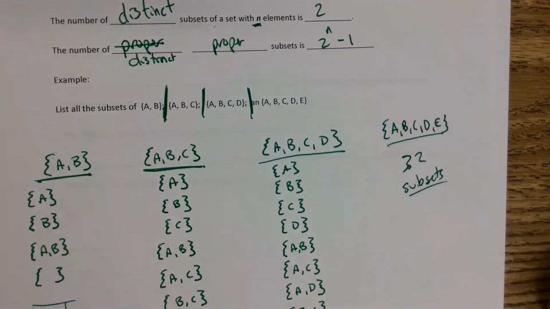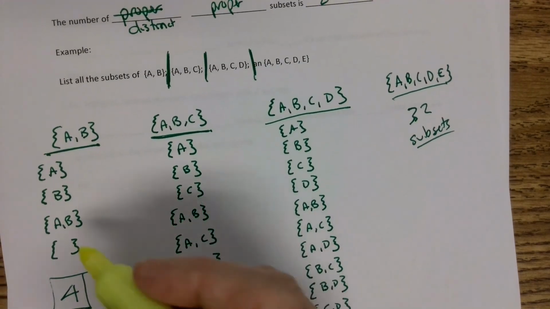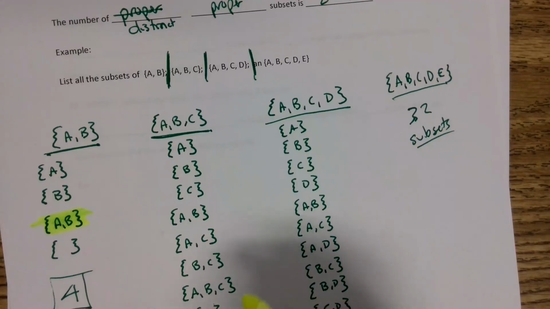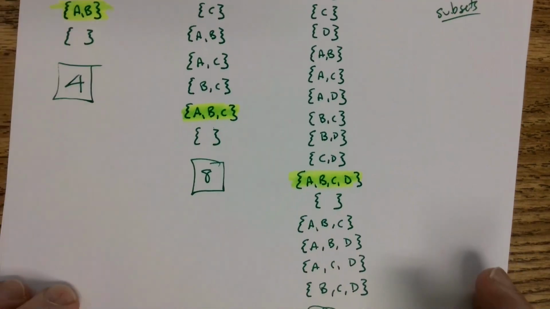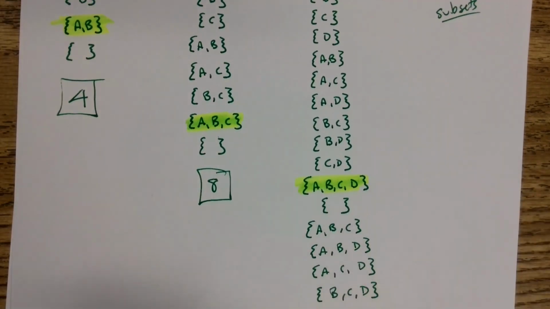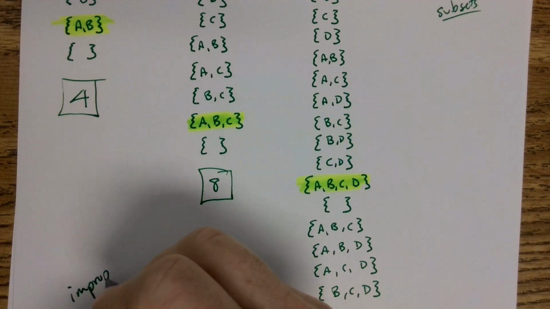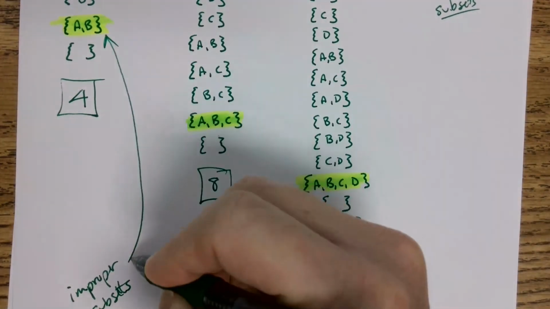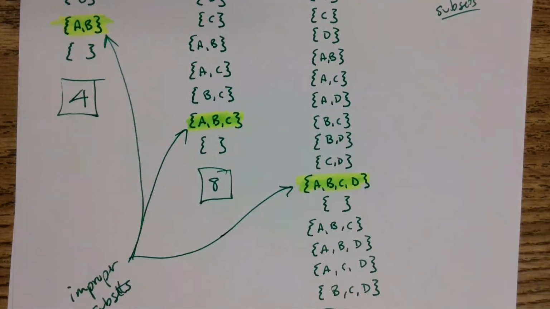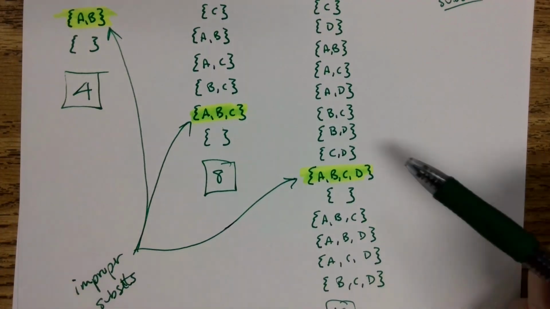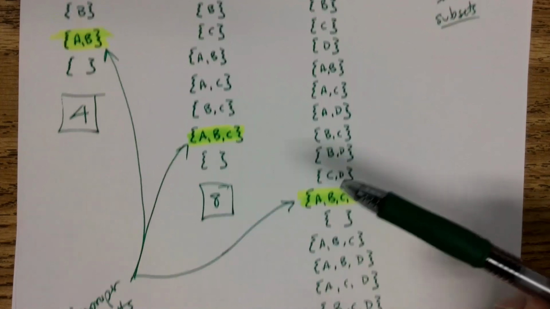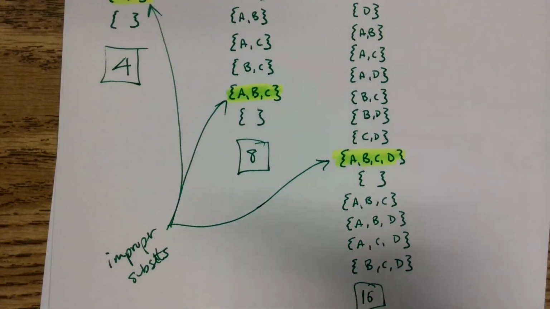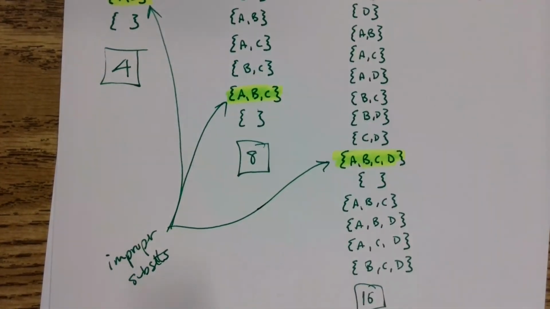So I'm going to do one more thing and we'll be done for today. All right. I'm going to highlight those three right there, they are the improper subsets. And I think it's easier to realize how many proper subsets there are if you realize that there can only be one improper one.